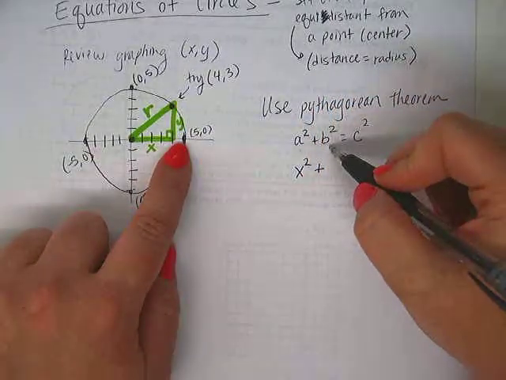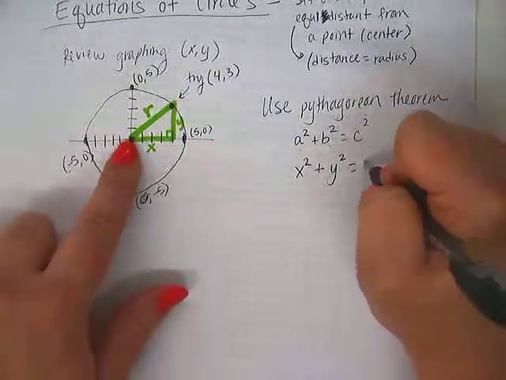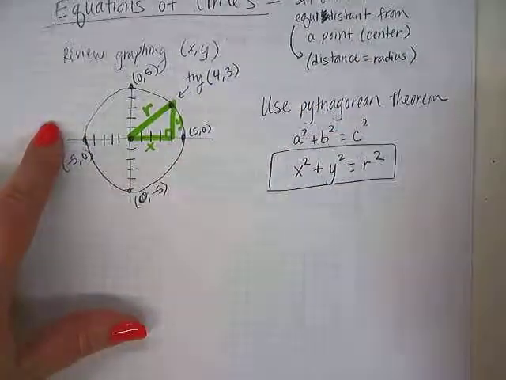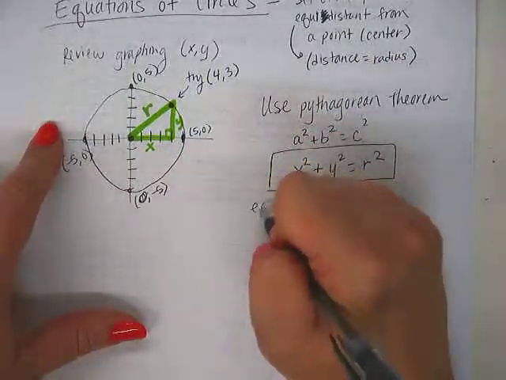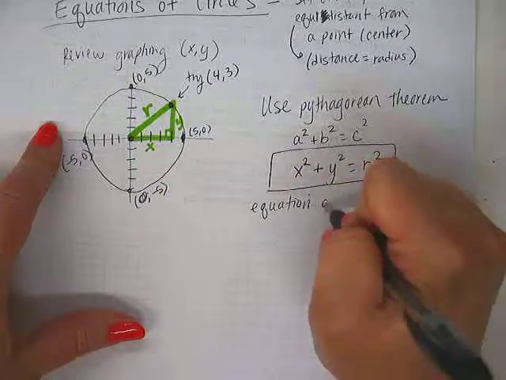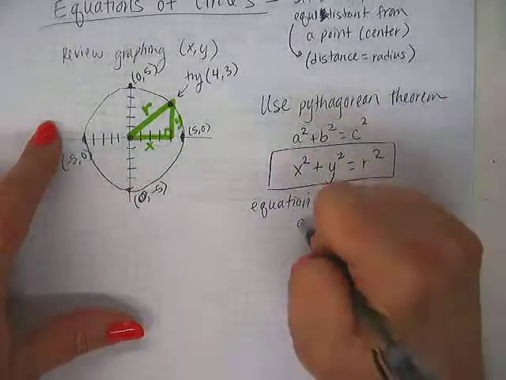So what would a be instead of a? A could be x instead, because that's one side of our triangle. What could b be instead of y? B could be y, because that's another side of our triangle, and then c could be r. Guess what we just created? That is the equation of a circle.